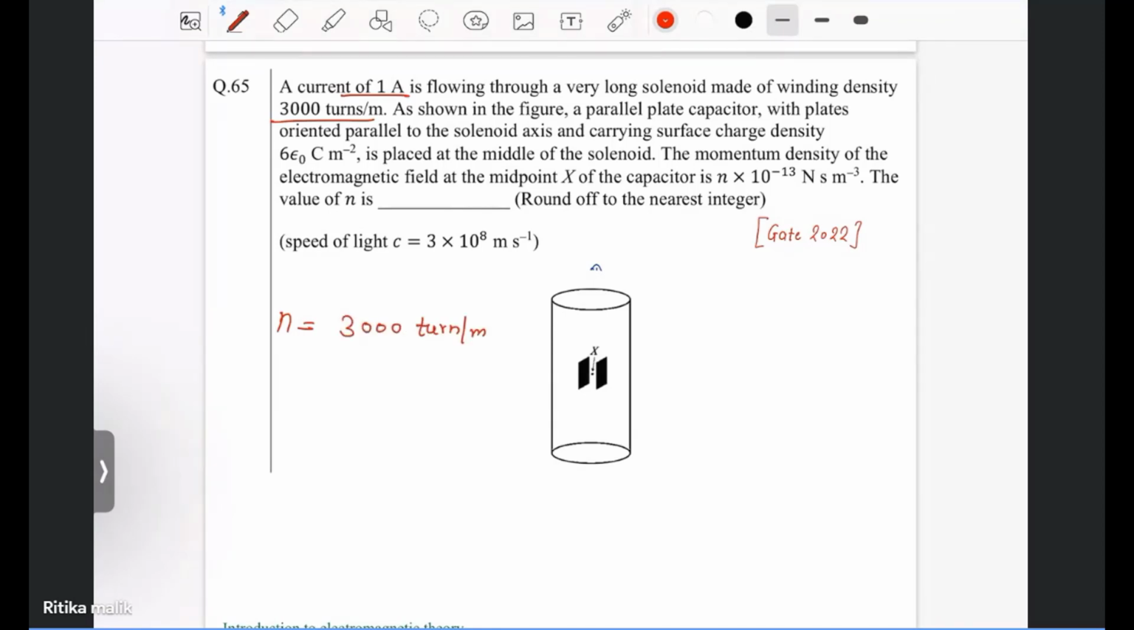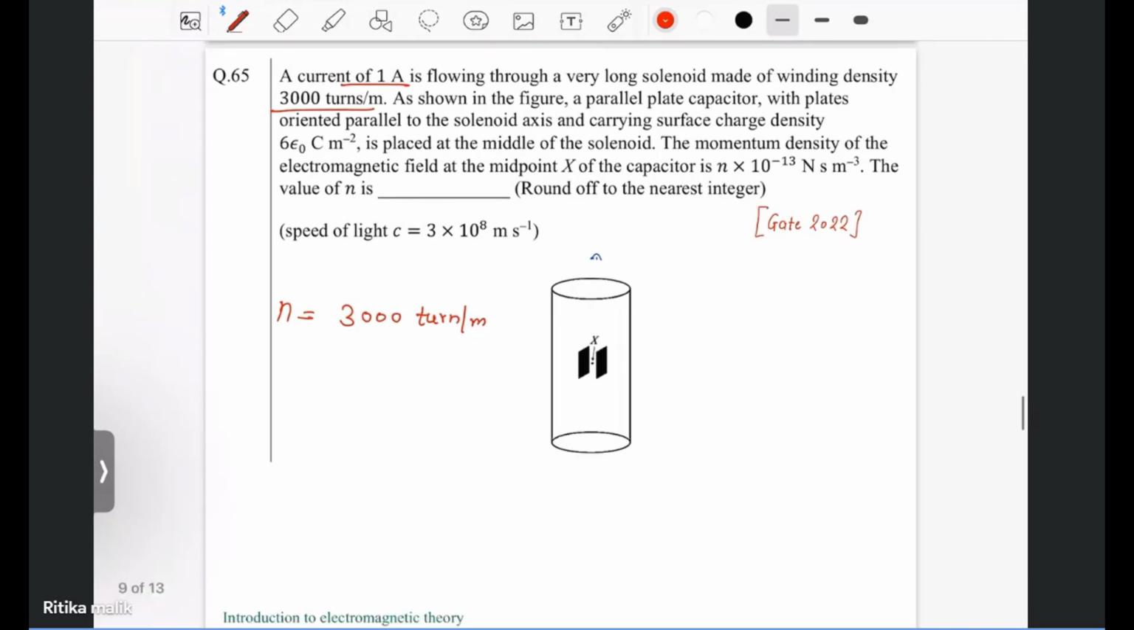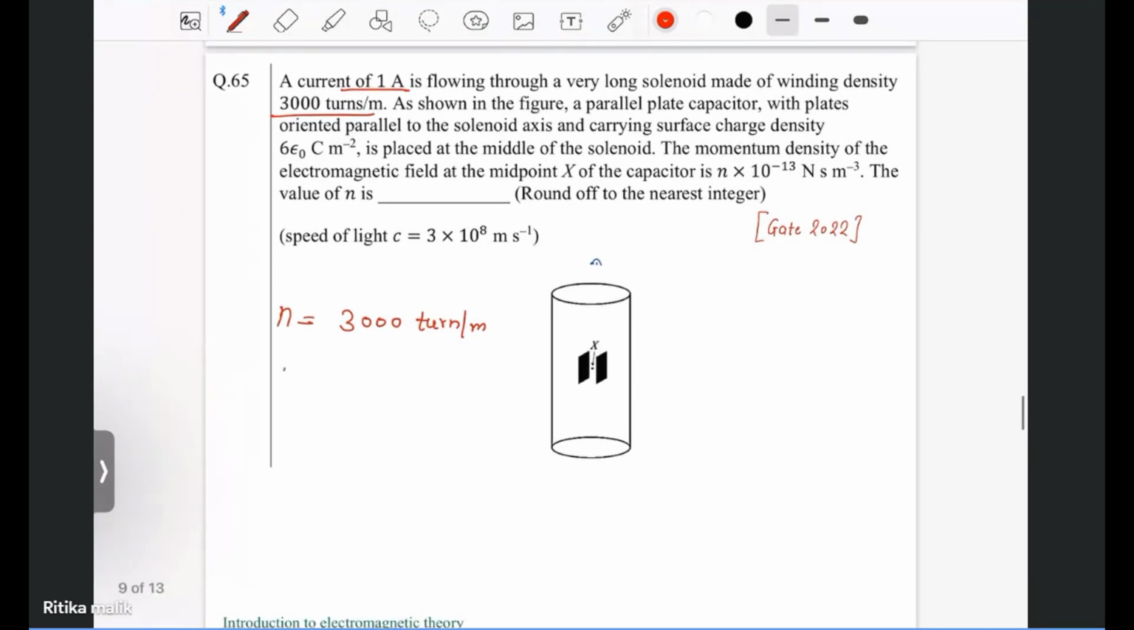As shown in the figure, a parallel plate capacitor with plates oriented parallel to the solenoid axis and carrying a surface charge density sigma of 6 epsilon naught coulomb per meter square is placed at the middle of the solenoid. What is the momentum density of the electromagnetic field at the midpoint x of the capacitor? It has the form of n into 10 raised to power minus 13 Newton second per meter cube, and we have to find the value of n.